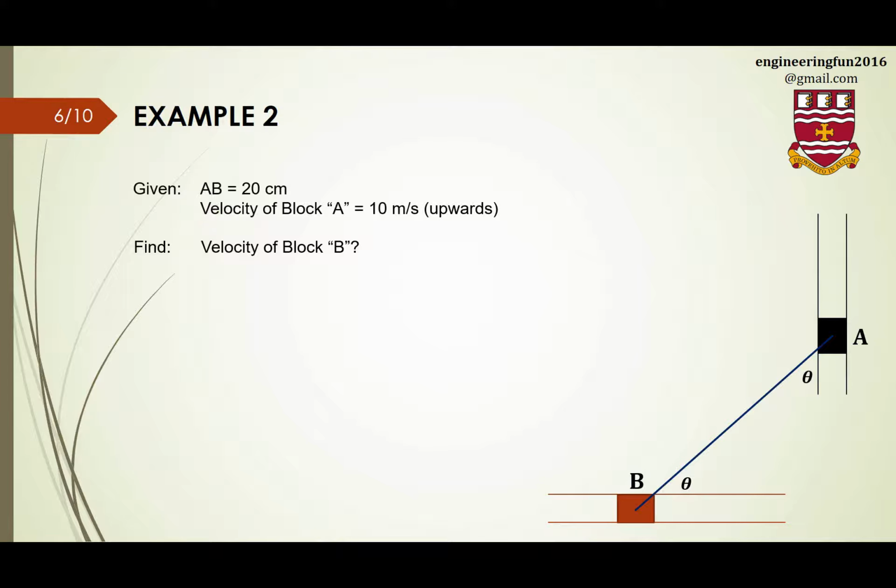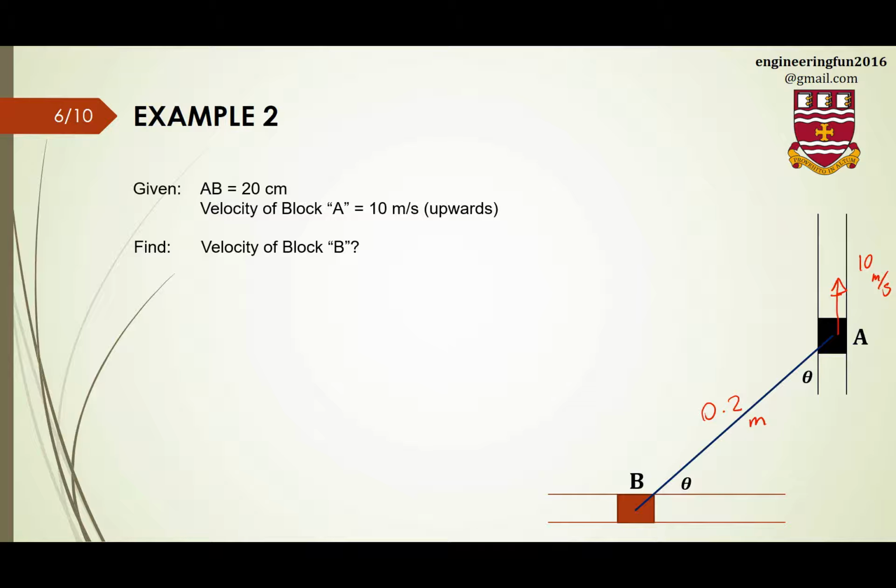In the question, the length of AB is given to us. The length of the rod is 20 centimeters. The velocity of block A is 10 meters per second upwards. So it has a velocity like this, which is 10 meters per second, and this is 20 centimeters. And we are asked to find the velocity of block B.